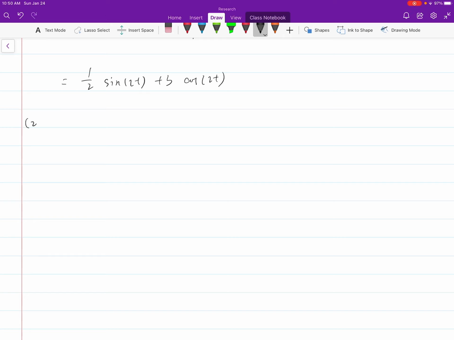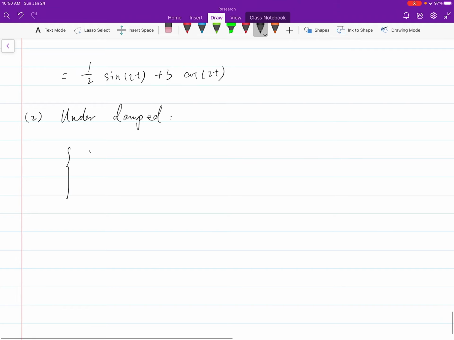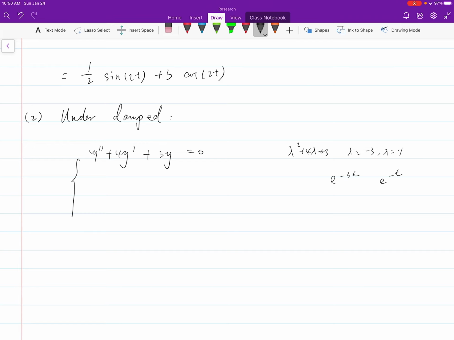Number 2, the underdamped case. Okay, so we have y'' + 4y' + 3y = 0. So now we are going to add in the friction. Okay, we know the characteristic equation is lambda squared plus 4 lambda plus 3. We know lambda equals -3, lambda equals -1. So our answer is going to be e to the -3t, e to the -t. So that's overdamped. We do not have cosine and sine.